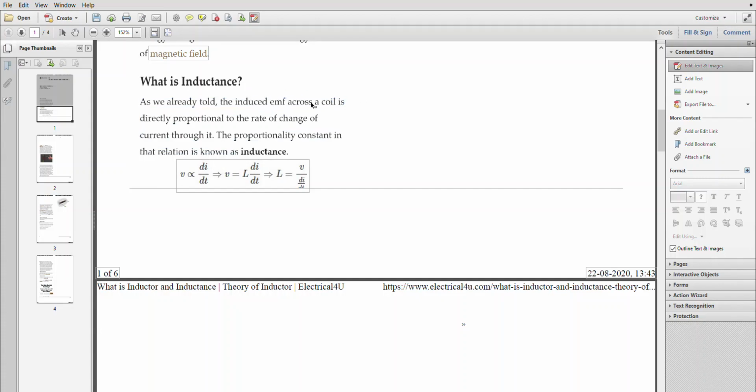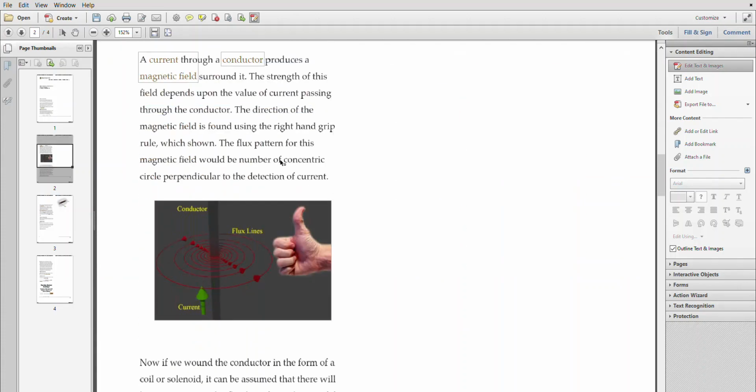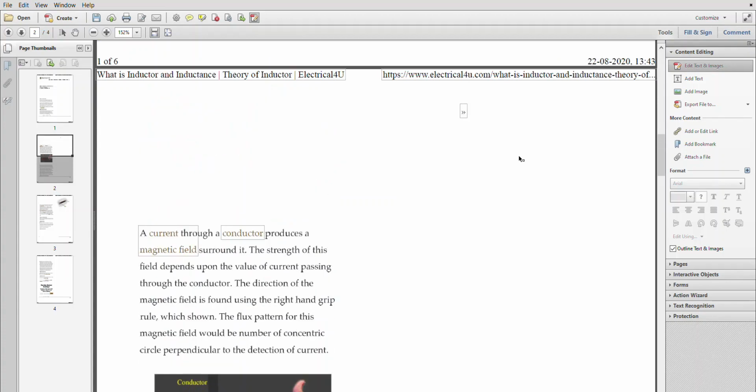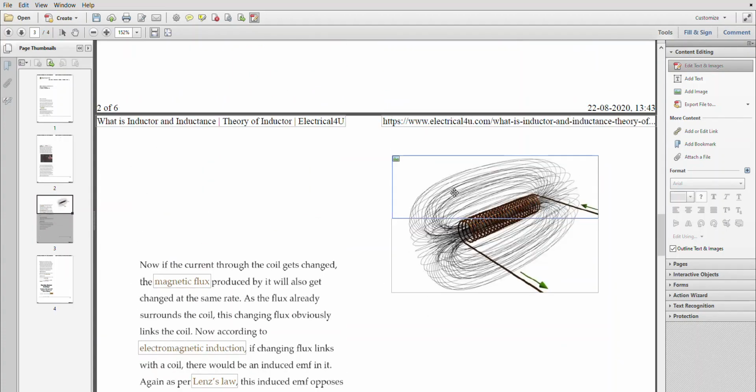So once again, recollecting the definition, the induced EMF across a coil is directly proportional to the rate of change of current through it, and the rate of change of current will produce a changing flux linked with the coil, producing an EMF, that V. If that V is induced in the same coil, it is self inductance. If the V is induced in the other coil, it is mutual inductance. It all depends on the magnetic flux lines.